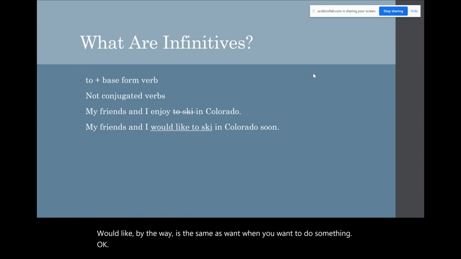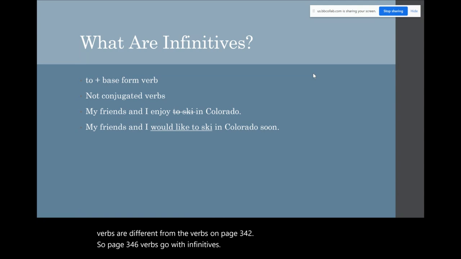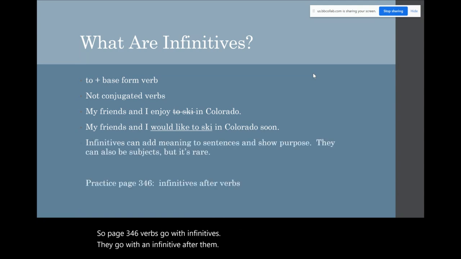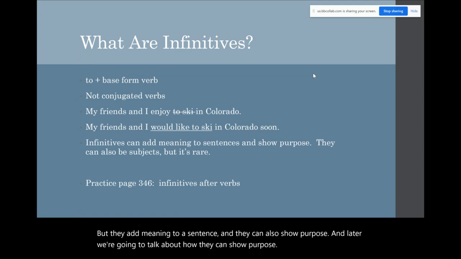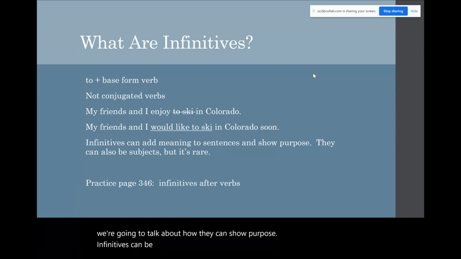Okay. So on page 346, look in the box, and you have some more verbs here. These verbs are different from the verbs on page 342. So page 346 verbs go with infinitives. They go with an infinitive after them. So what are infinitives? They are forms of a verb, but they add meaning to a sentence, and they can also show purpose. And later we're going to talk about how they can show purpose. Infinitives can be subjects, but it's very rare. Most of the time, if we want to use a verb form for the subject, we use a gerund. We don't like to use infinitives as subjects.